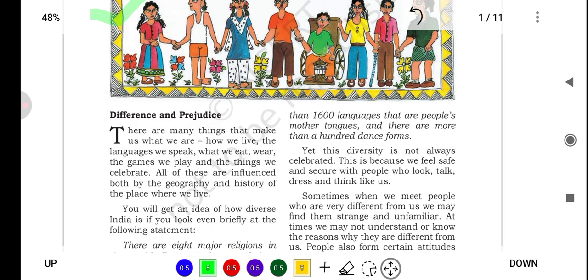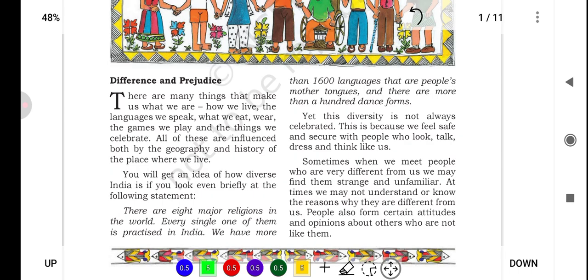Okay, now we'll discuss difference and prejudice. There are many things that make us what we are: how we live, the languages we speak, what we eat, the games we play and the things we celebrate. All of these are influenced both by geography and history of the place where we live. You will get an idea of how diverse India is if you look even briefly at the following statement.